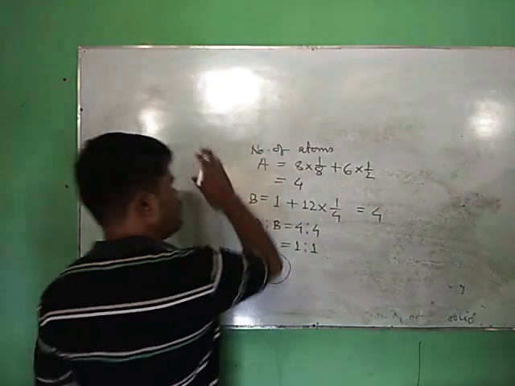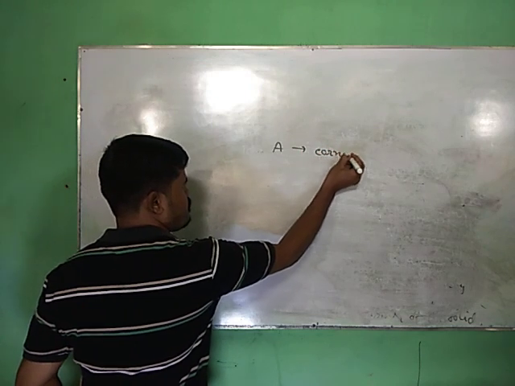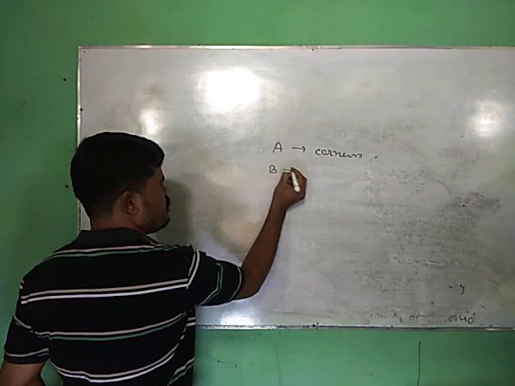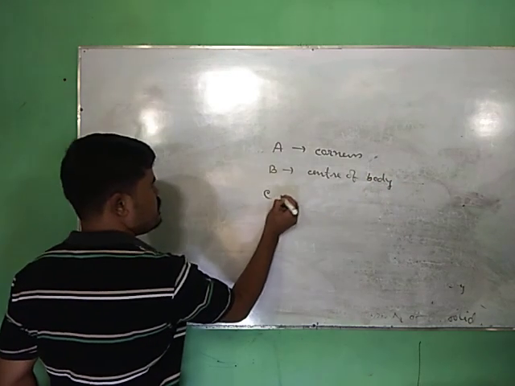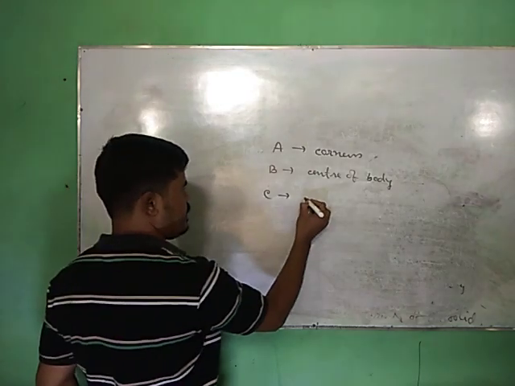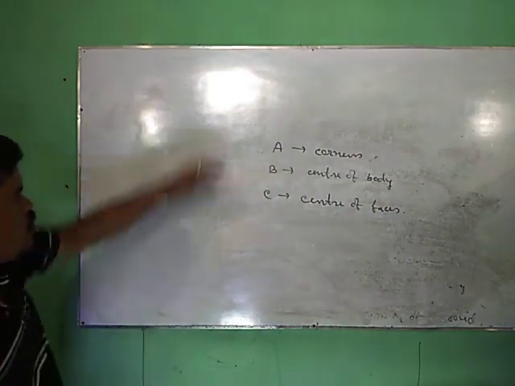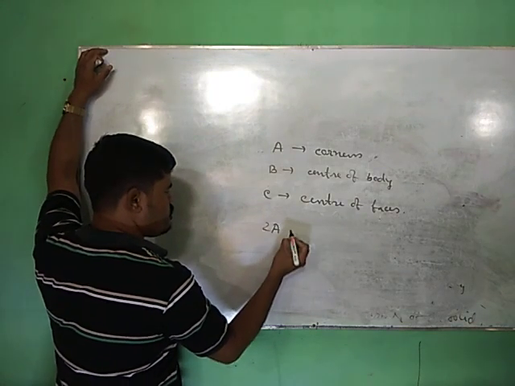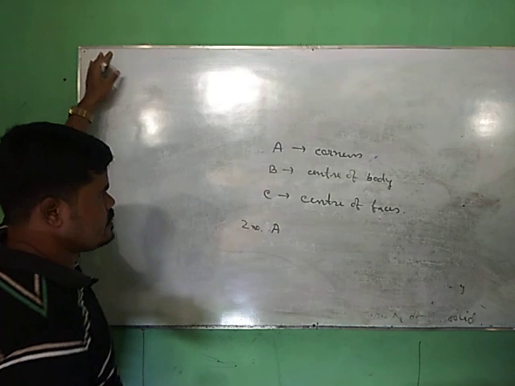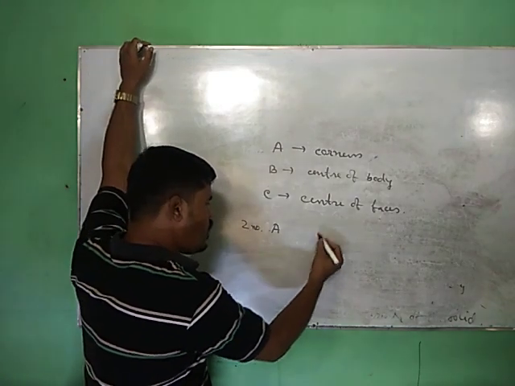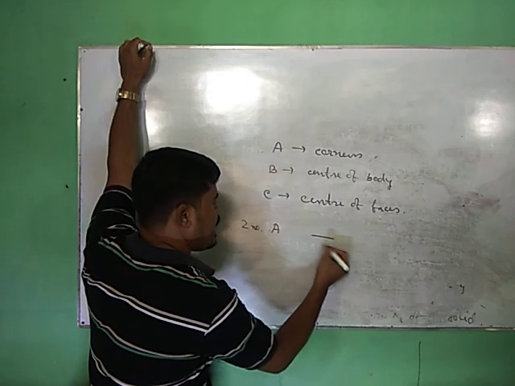Suppose a cubic crystalline solid contains A atoms at the corners, B atoms at the center of the body, and C atoms at the center of the faces. If two atoms from two corners are removed, and all the face center particles along any one of the axes are removed.